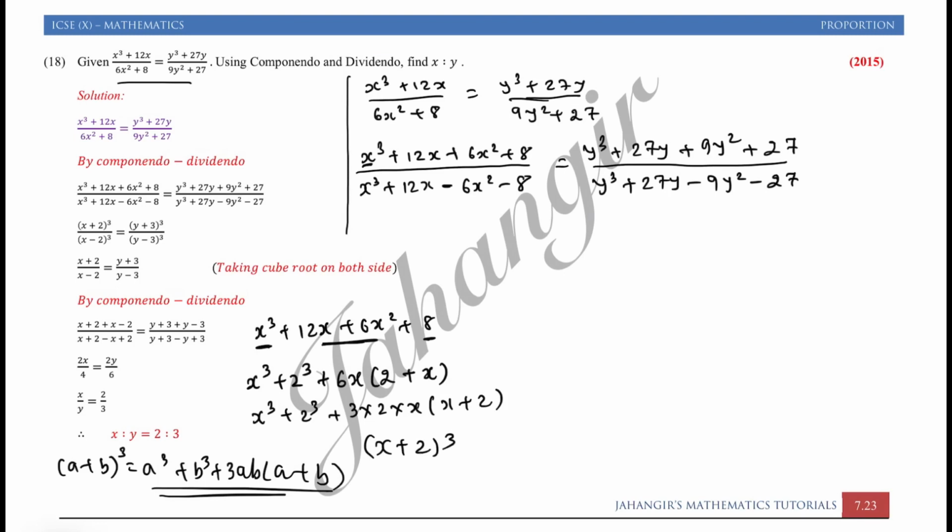Same way if we have minus, so we can get minus pattern. So here I can write directly, this part is x plus 2 whole cube. Denominator will become x minus 2 whole cube. Same way 27 and y cube. So I can write it is y plus 3 whole cube upon y minus 3 whole cube. Let us erase this part.